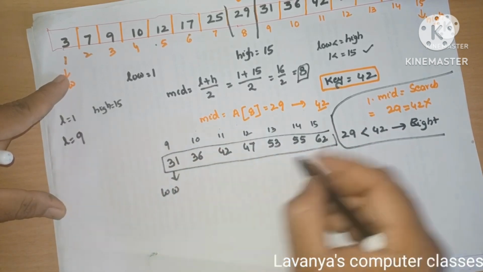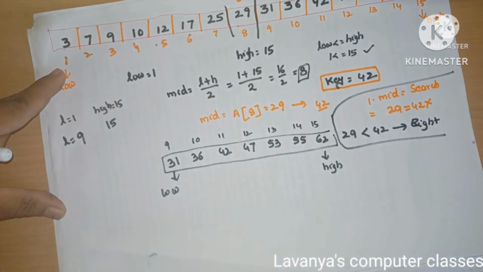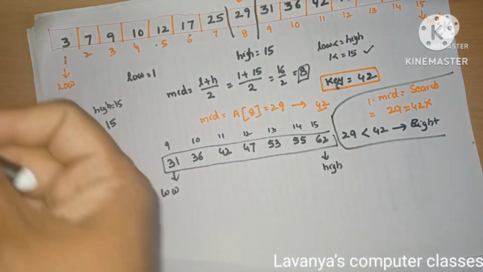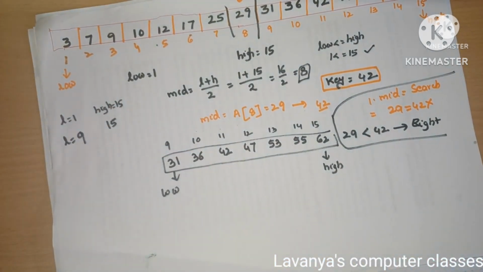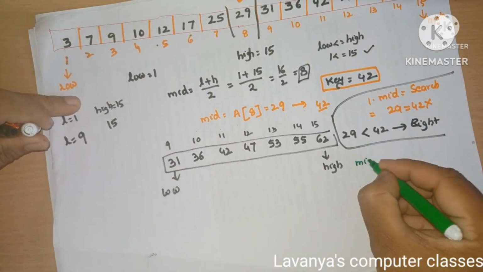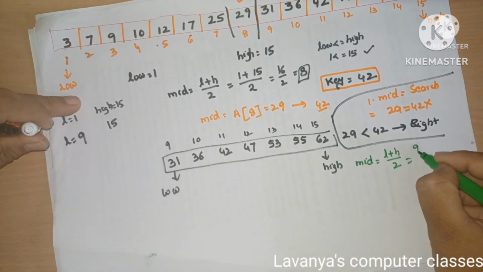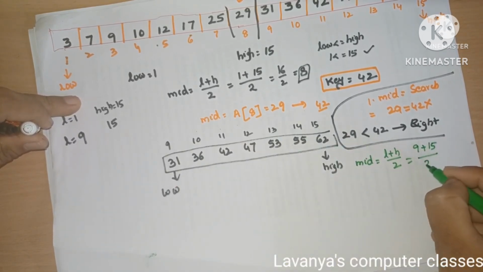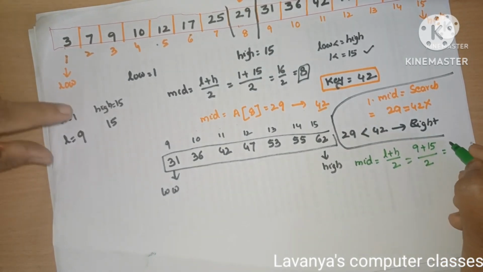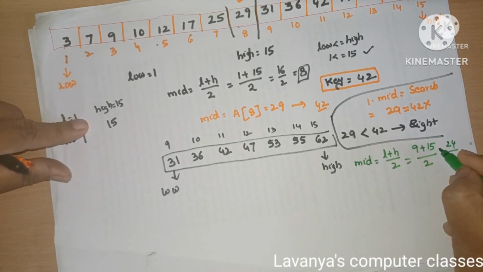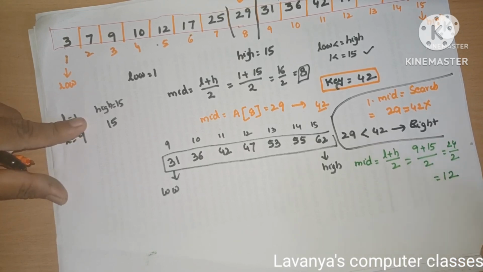Okay. Now low has changed and high has no change here, so high is still 15 only. Low is 9 and high equal to 15. Again calculate mid. How to calculate mid again? Mid equal to low plus high by 2. 9 plus 15 by 2. 9 plus 15 is 24, by 2, that is 12.